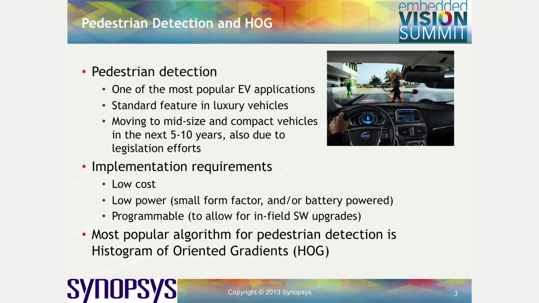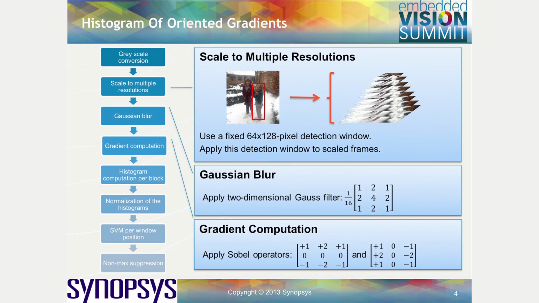Most algorithms that do pedestrian detection, all the popular ones, are based on histogram of oriented gradients, and there are lots of variants on it, but for the purpose of this talk, we just used histogram of oriented gradients as is. Let me briefly explain to you how the algorithm works. So histogram of oriented gradients has the following 8 steps.